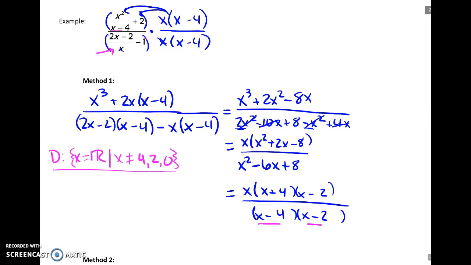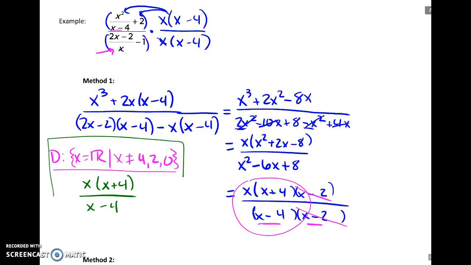Okay, so we have an x minus 2 on top, an x minus 2 on bottom, and then this is what's left. So our answer is going to be x times x plus 4 over x minus 4 with that domain. Okay, so that was method 1.